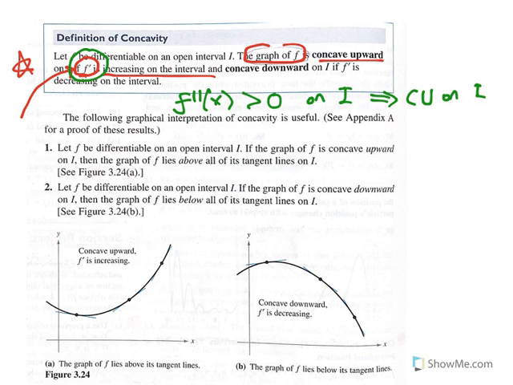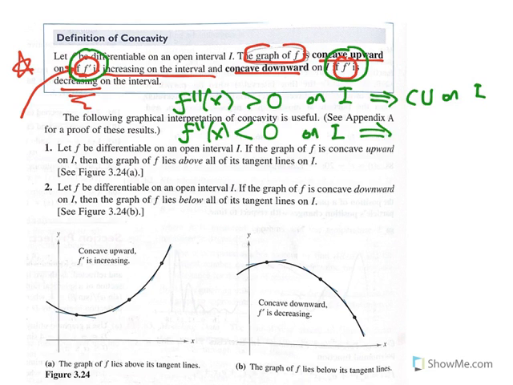And if you look at the definition, the graph of f is concave downward on I if f prime is decreasing on the interval. If f prime is decreasing, the derivative of f prime, or f double prime, must be negative. So if f double prime is negative on an interval I, that means f prime is decreasing on the interval, and therefore the graph of f will be concave downward on the interval.